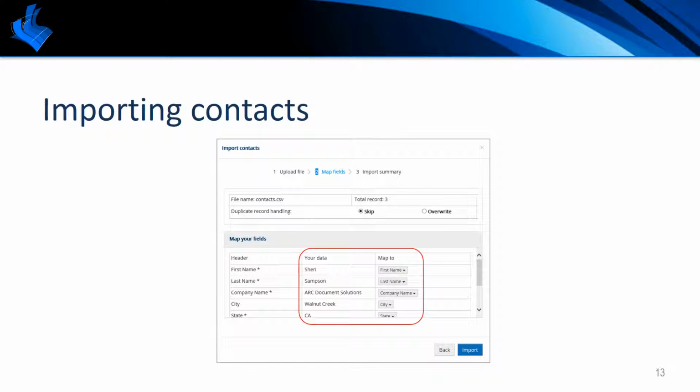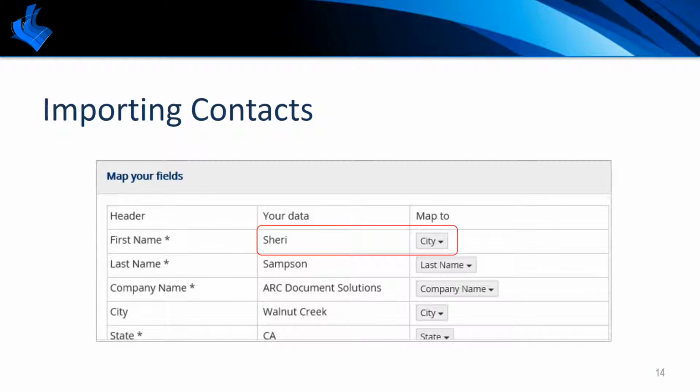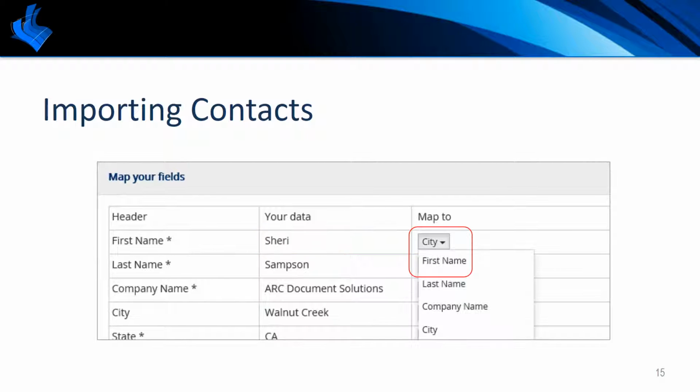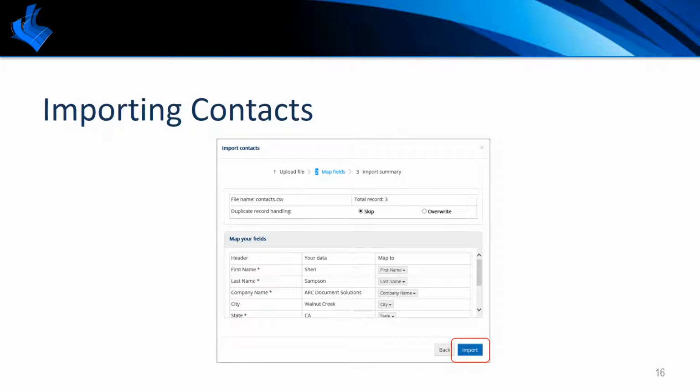Finally, SKYSITE will show you how it believes your import file matches to SKYSITE's fields. In some cases, you may find that SKYSITE's field matching is not as it needs to be. In our example here, what we see is first name has actually been matched up to a city field. In this case, simply click on the drop-down arrow next to the incorrect mapping and select the correct field. Once you've made your duplicate handling selection and verified your field mappings, choose Import.